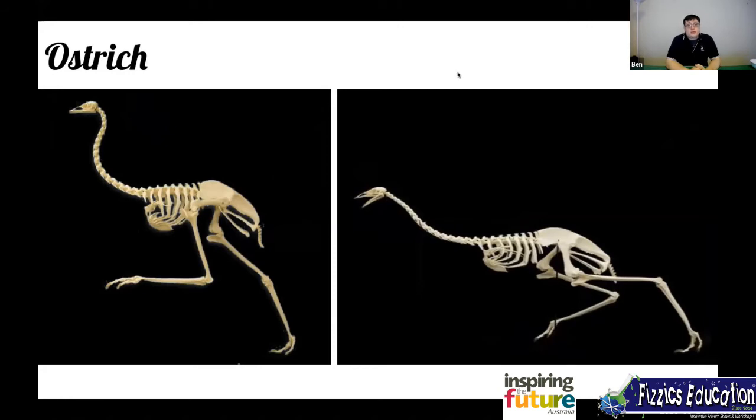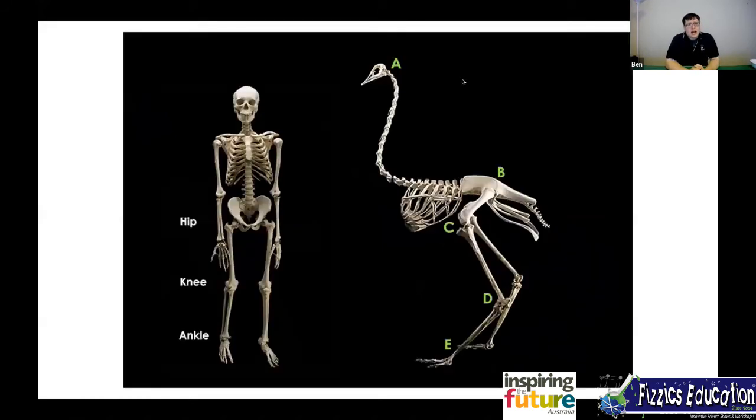So I want to know if this Banjo could catch us, and we'll use the ostrich as a kind of stand-in for Banjo. So if we compare the ostrich to us, the main thing we're interested in is the leg of the ostrich, right? Because the leg is responsible for how fast you run. So if we're going to compare our legs to an ostrich's legs, we need to know which bits match up to which bits. So I know where a human's hips and knees and ankles are.